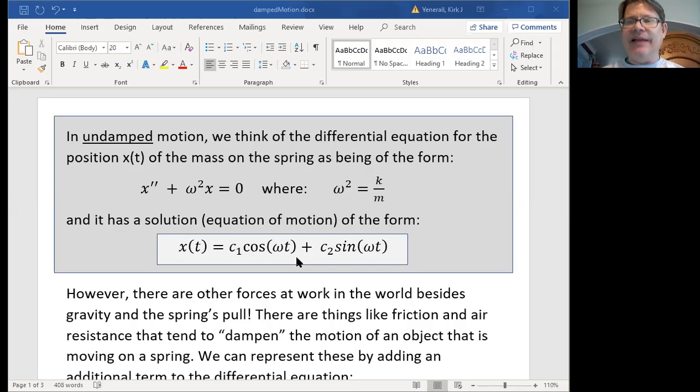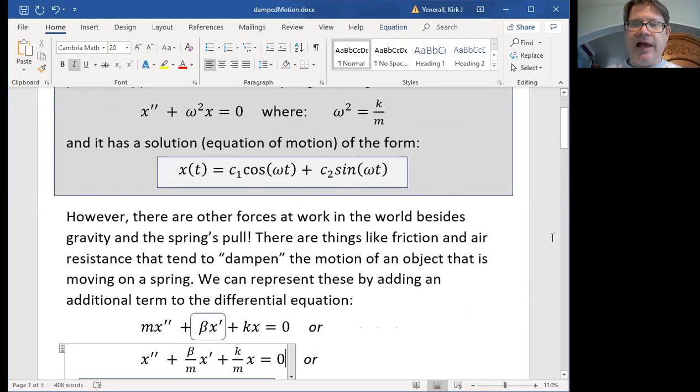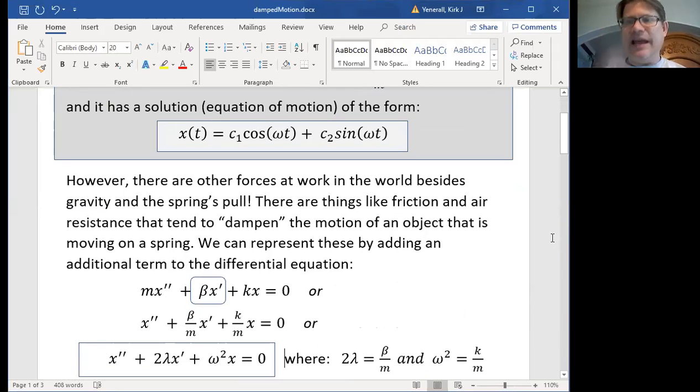Now that's an idealized situation. It takes into account only gravity and also the restorative force of the spring. But actually in practice, there are other forces at work. We know from real life that there are things like friction and air resistance, and those are going to tend to dampen the motion of the object that's at the end of the spring. It's not going to forever oscillate in real life between its maximum amplitude up and down. It's going to tend to dampen out and return to its equilibrium position.